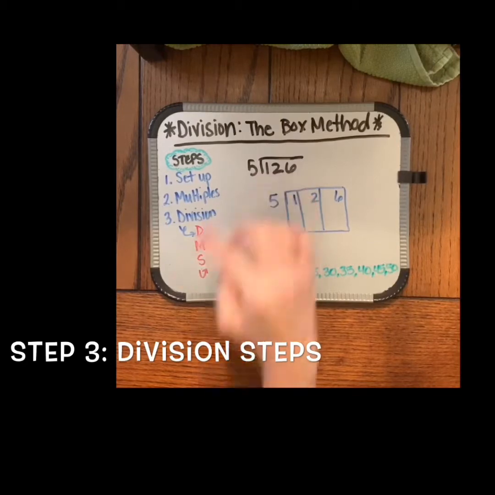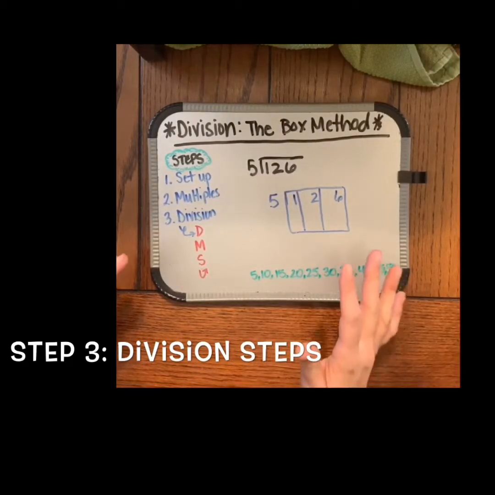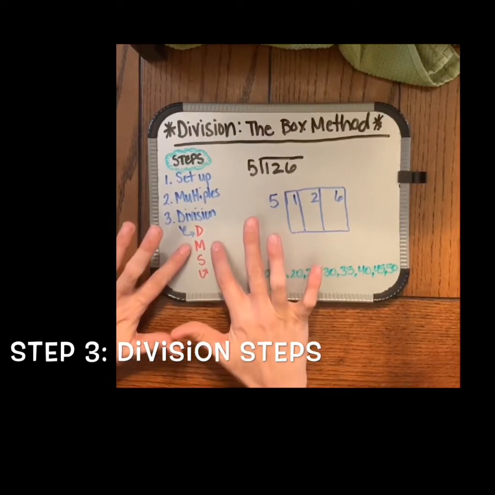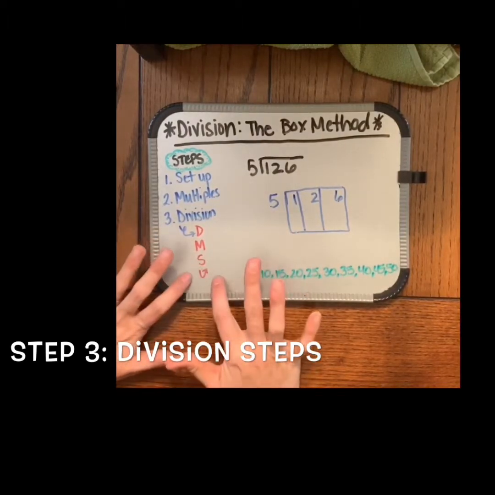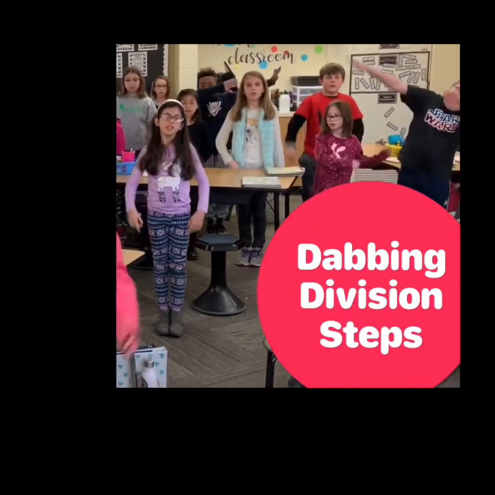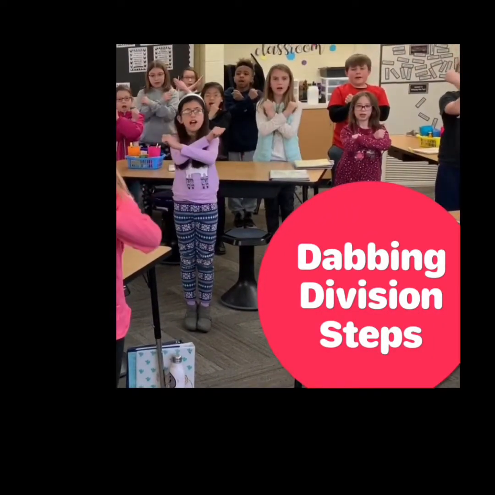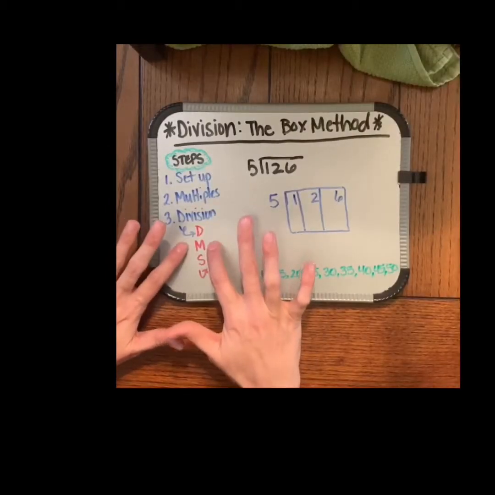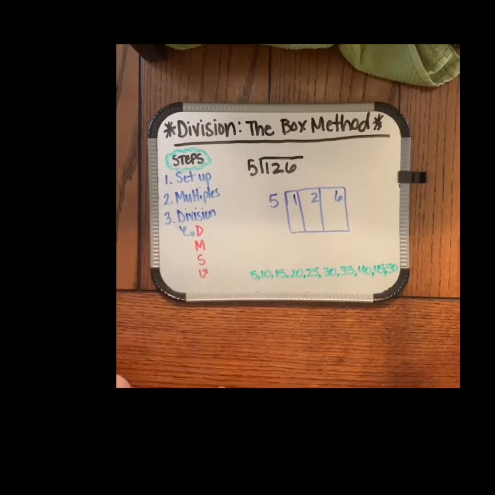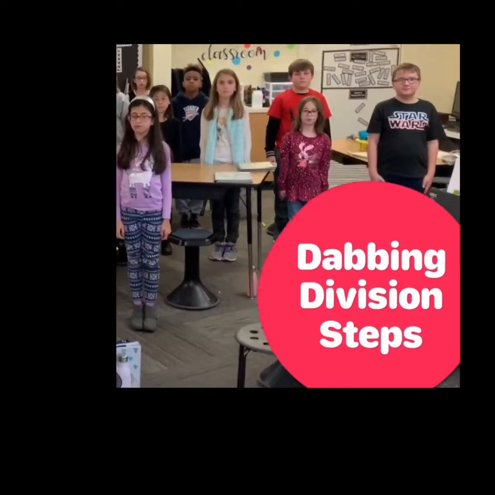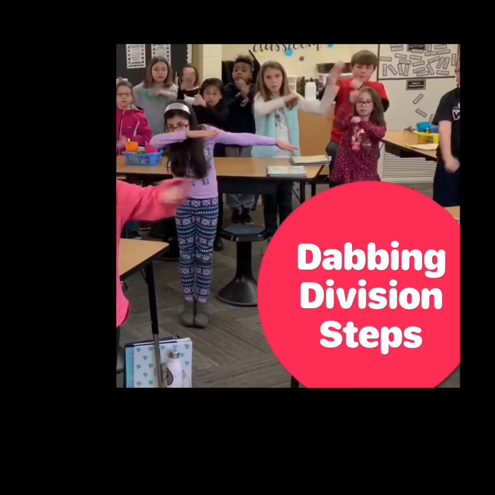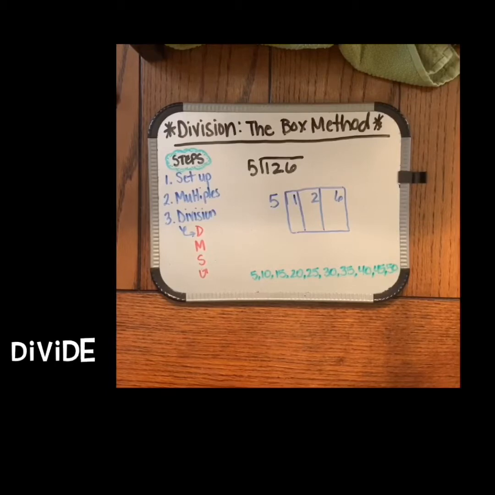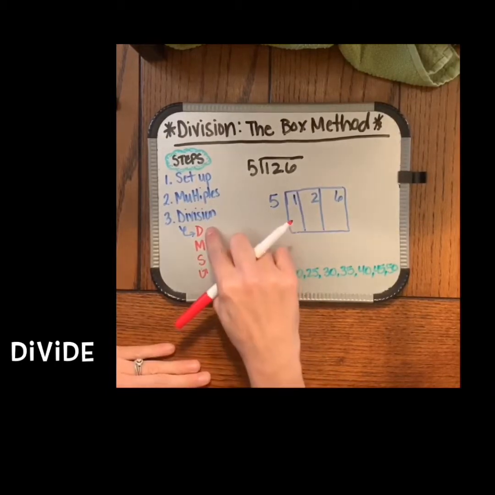So now we're on to step 3. We're going to start the division process. So we go divide, multiply, subtract, bring up. Again, divide, multiply, subtract, bring up. Remember those hand motions. Divide, multiply, subtract, bring up. Okay, so the first thing I'm going to do is divide.